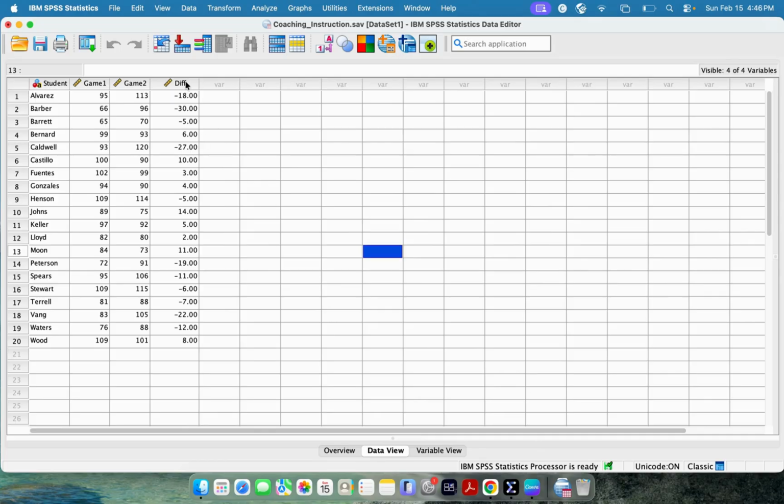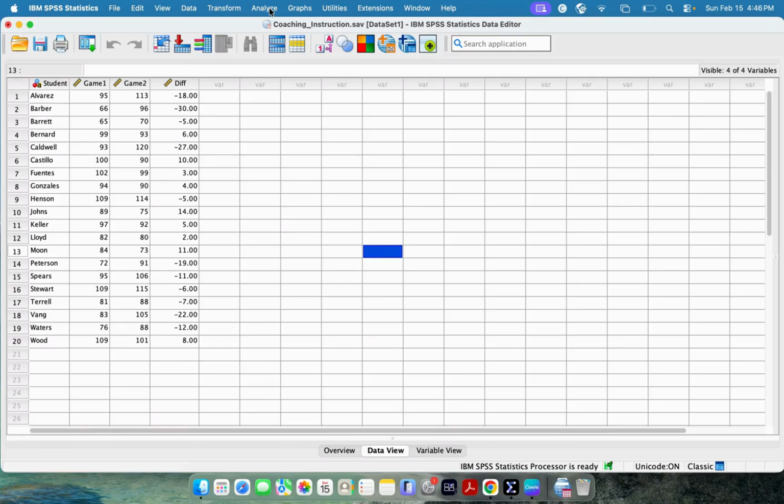And so now we have a new row right here that shows the difference between game 1 and game 2. Game 1 being the pre-score and game 2 being the post-score after the 15-minute individual coaching session. Now I'm going to see if this is normally distributed.